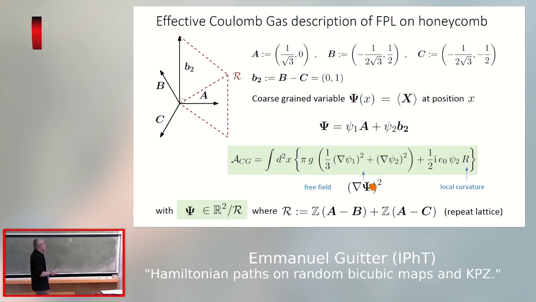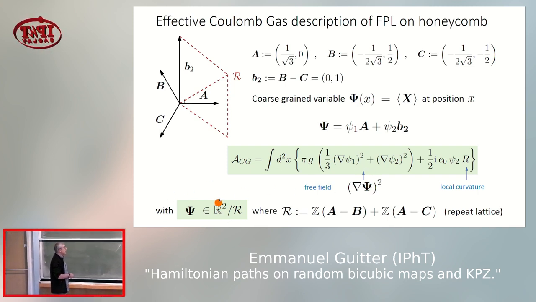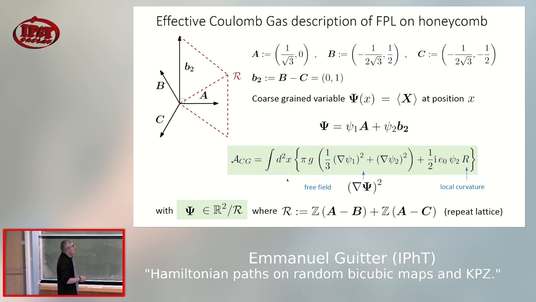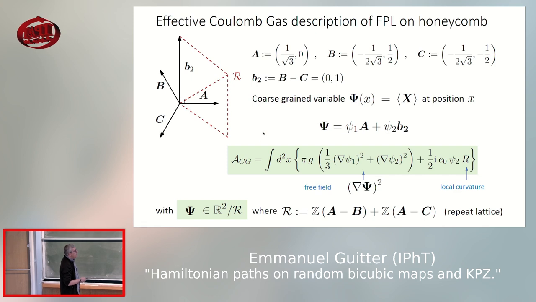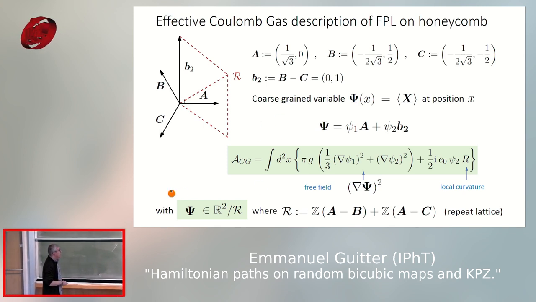Okay, except that this field is actually compactified. I mean, two values of the field which differ by an element of this lattice, which is a triangular lattice, which I saw here, correspond to the same coloring, so they correspond to the same height configuration. So you should keep this in mind.